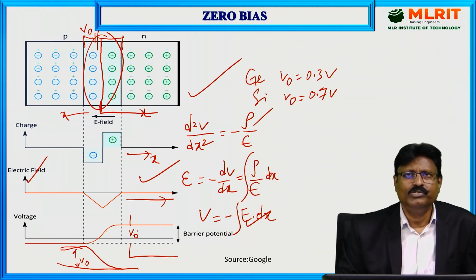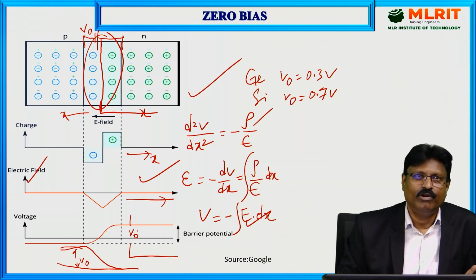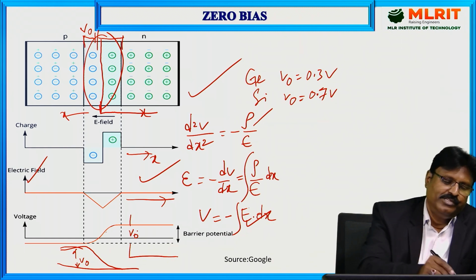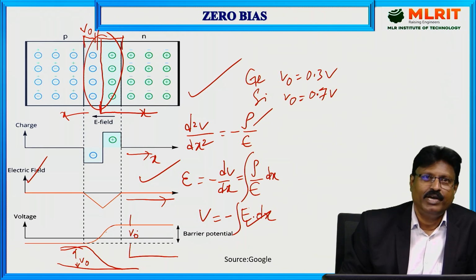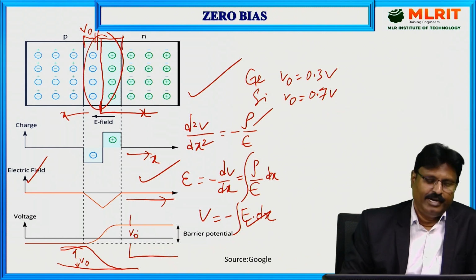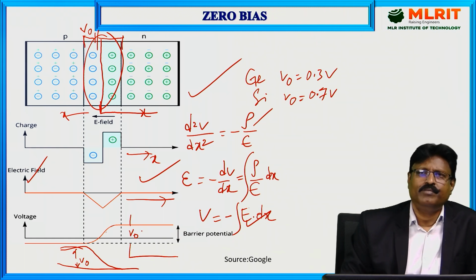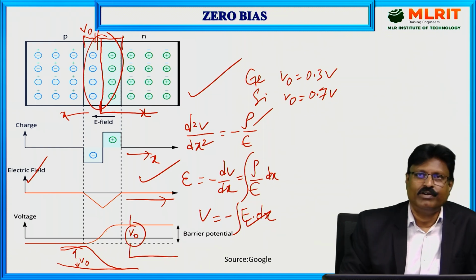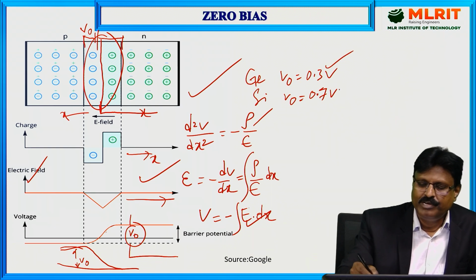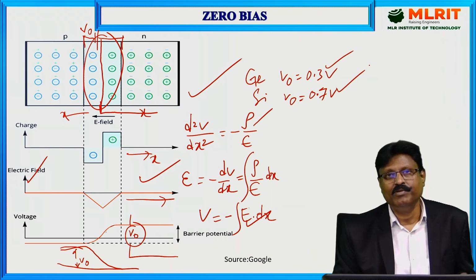So this is the conclusion about zero bias. In zero bias, we are not going to apply any external voltage. Even though you are not applying any external voltage, by the diffusion mechanism a depletion region will be created at the junction. By the depletion region, a charge density is created, by which the electric potential is created, and the electric potential is represented as V naught. It is represented as a barrier potential, in terms of its height, in volts, V naught. And the V naught value will be 0.3 volts for germanium and 0.7 volts for silicon.